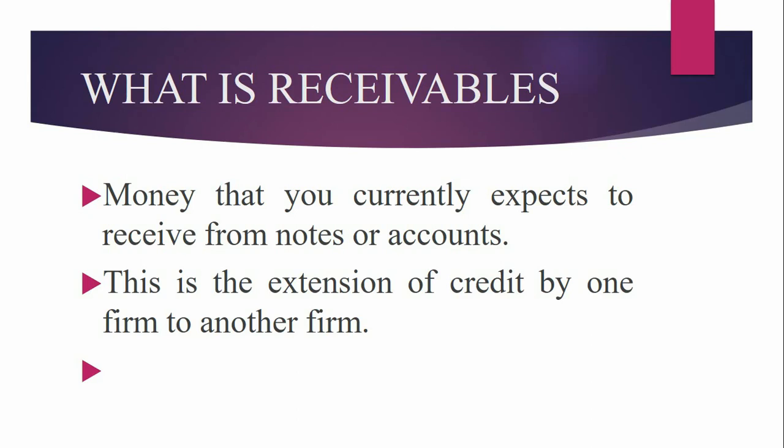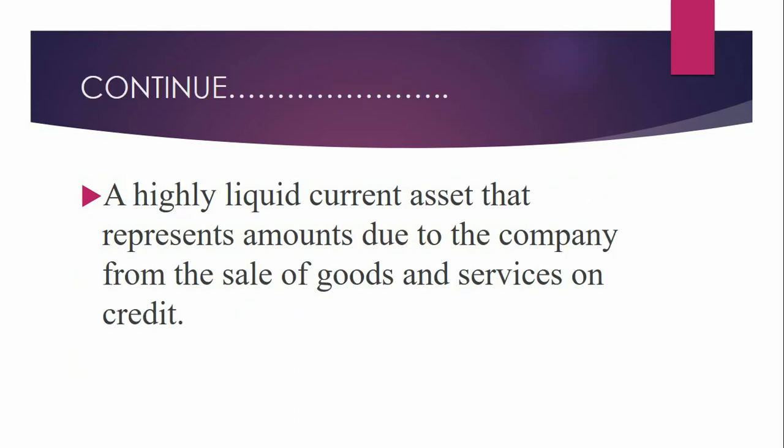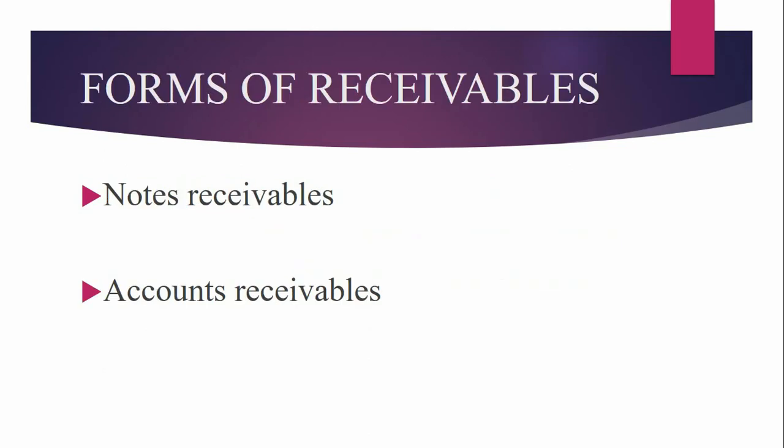In very simple words, when we sell our goods or services, and the customer says that I will pay in the future, it will become a receivable for us because we are the sellers, and it will become a payable from the customer's point of view. This is a highly liquid current asset that represents amounts due to the company from the sale of goods and services on credit. There are two forms of receivables: notes receivable and accounts receivable.